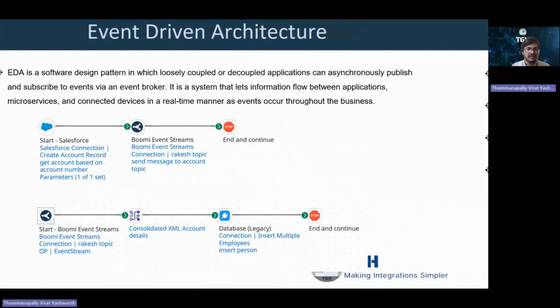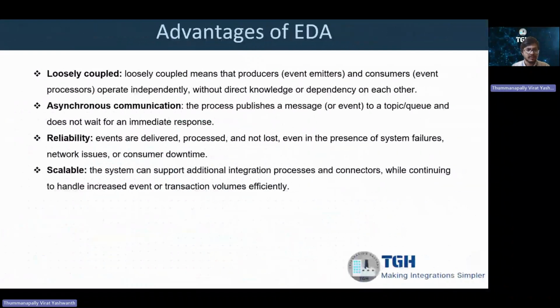And what are the advantages of event-driven architecture? It is loosely coupled. It decouples two applications, and there will be no dependency between them. Asynchronous communication: the publishers publish the messages without waiting for any response. Reliability: in case of any process execution failures, the data is not lost. There are mechanisms to retrieve those messages, and these messages are known as dead letters.